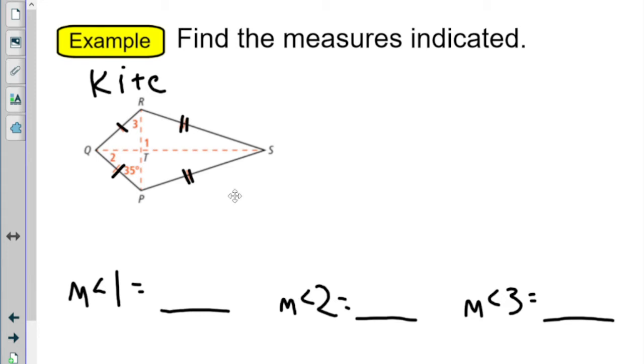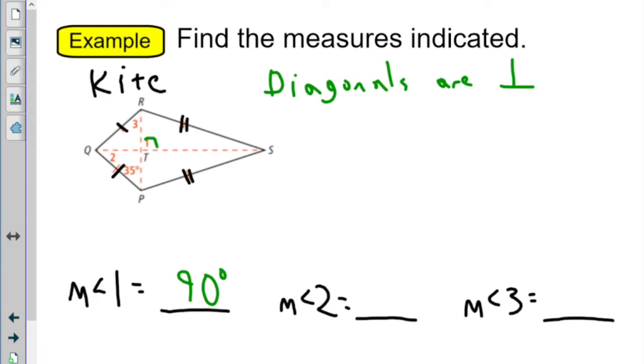And the main one that we know is true about a kite as far as angle measures go is that the diagonals in a kite are perpendicular. And since I know those diagonals are perpendicular, that means that angle 1, where the diagonals cross, has to be 90 degrees. It's got to be a right angle. Then over at angle 2, well, if that's a right angle, then this is a right angle too.